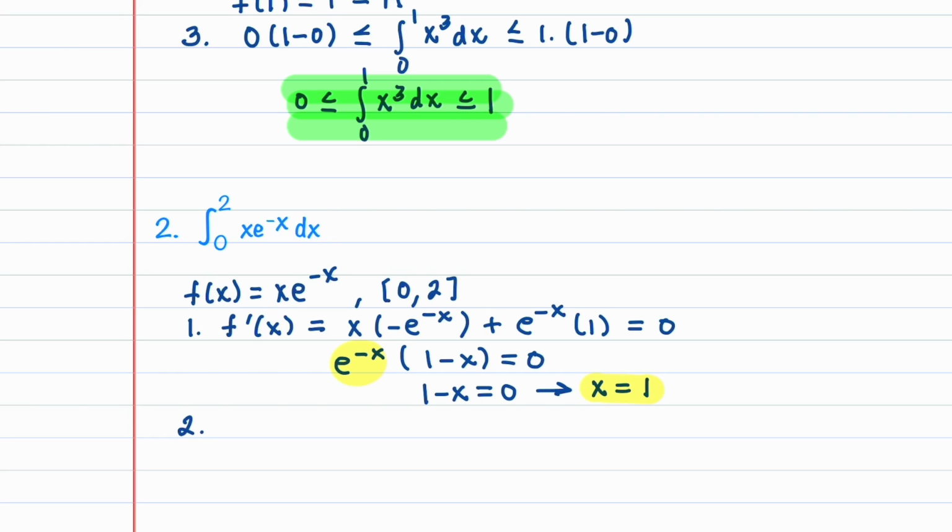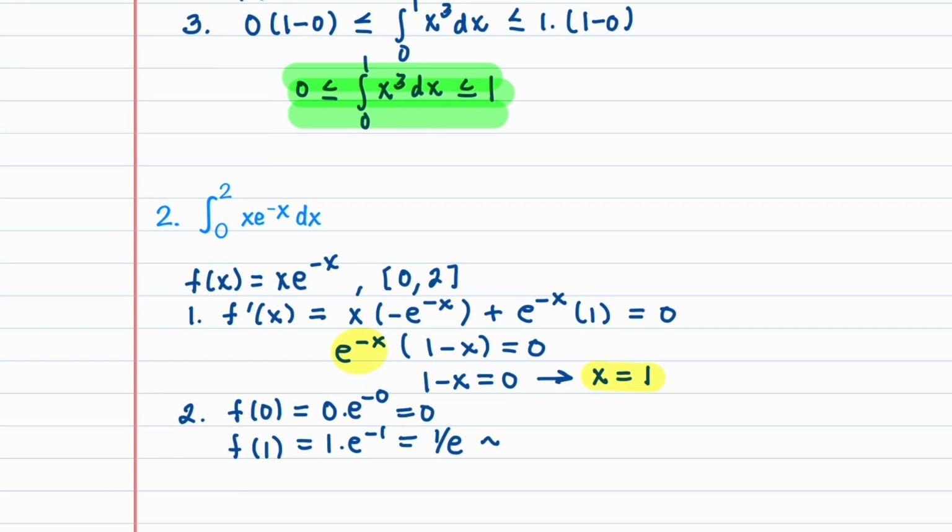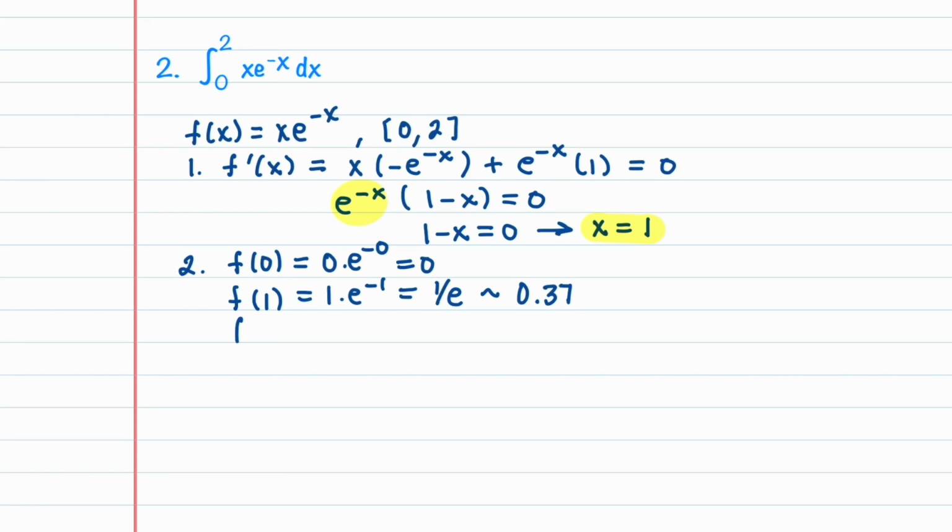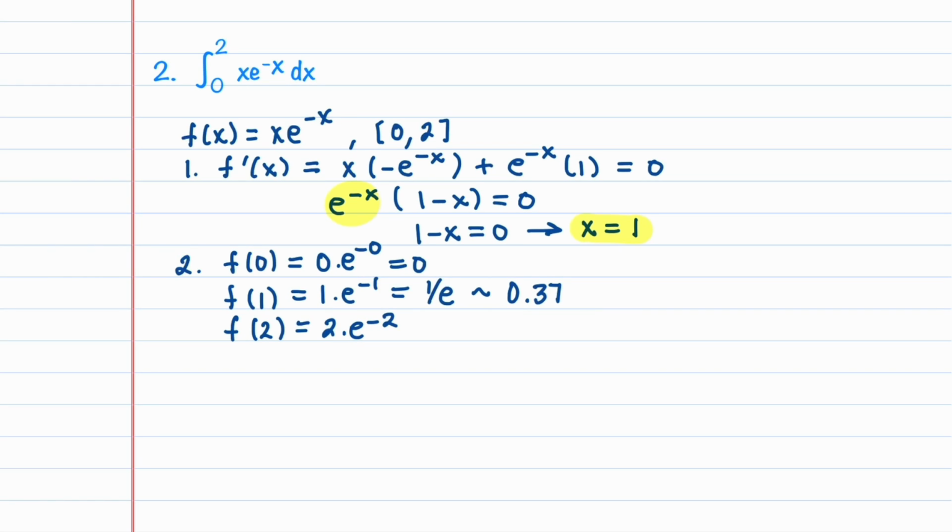So we'll start with f at 0. This is 0 times e to the minus 0, so that's just 0. And then f at 1 is 1 times e to the minus 1. This is 1 over e, and this is approximately 0.37. And then f at 2 is 2 times e to the minus 2. And this is 2 over e squared, which is approximately 0.27.